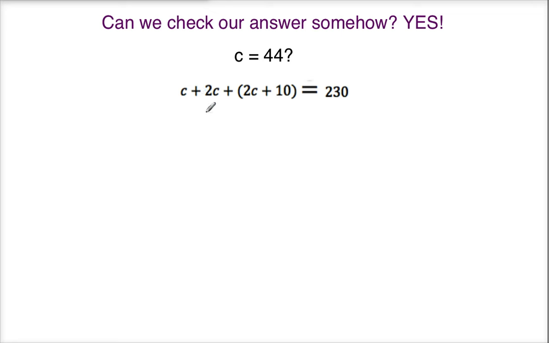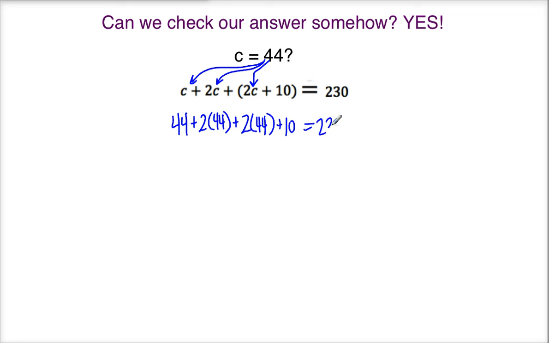Now, can we check our answer somehow to see if we got it right? Yes, we can, and this is a great skill to have. You can do this anytime you're given an equation and you find an answer. We simply plug our answer back in for the variable and check to see if it's still true. So anytime we see a C in the equation, we're going to plug in a 44. And when you plug in values for variables, it's nice to put them in parentheses so you keep track of your signs, positive and negative. And now we want to know, does this equal 230?